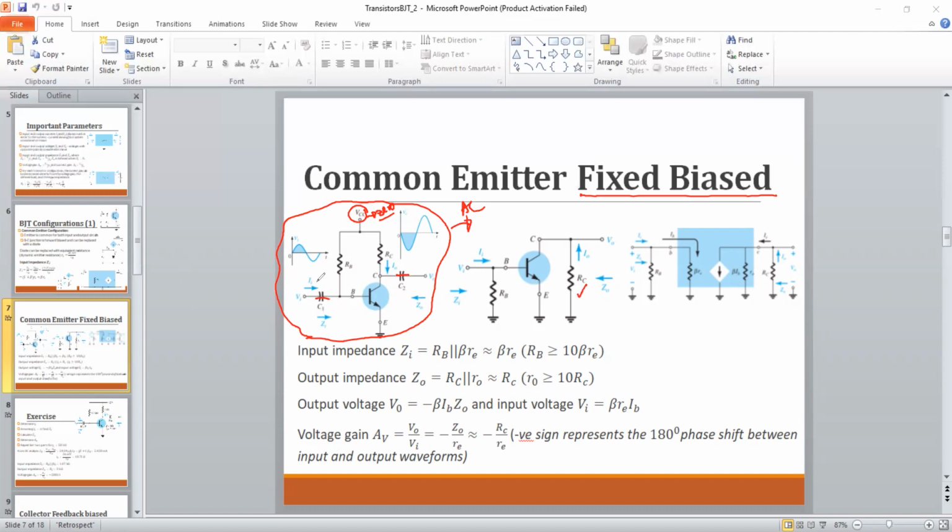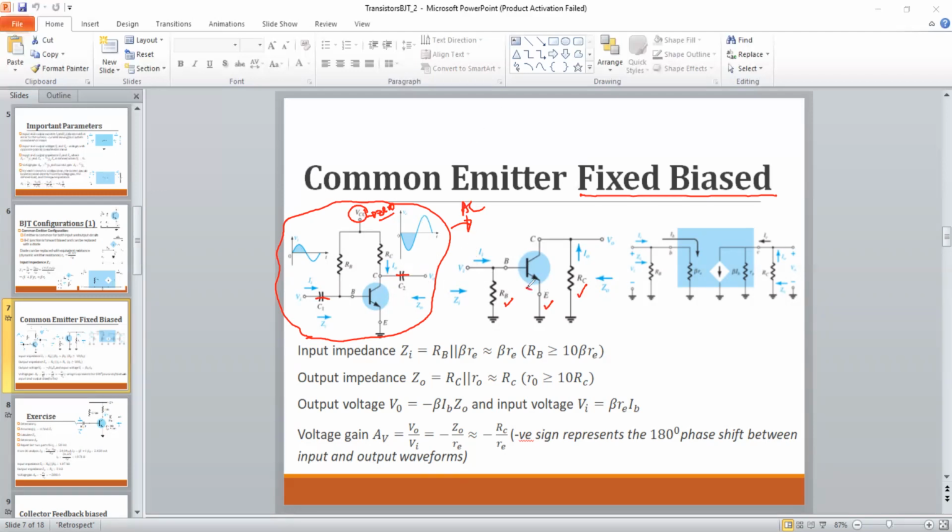Once you come to the input circuit, you have the base resistor, which is basically connected between the base and the ground. The emitter is just a short circuit through the ground. So then we can just plug in the currents and voltages as they are.